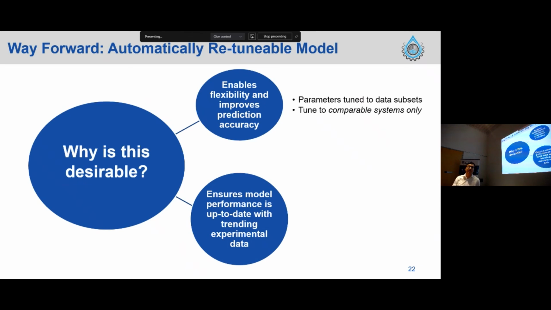Secondly, it ensures the model's performance is up to date with trending experimental data. So as we continue to get new hydrate phase equilibrium experimental data published, as well as measurements that we take in-house, it ensures that this actively updated database will have the best parameters available for the model for the given data. And it also allows for user input experimental data, as I mentioned, so looking at in-house measurements. And if you have field fluids that you would like to have measured, and we have the equipment available to be able to take measurements, we can improve our model based on the fluids that you have available as well.